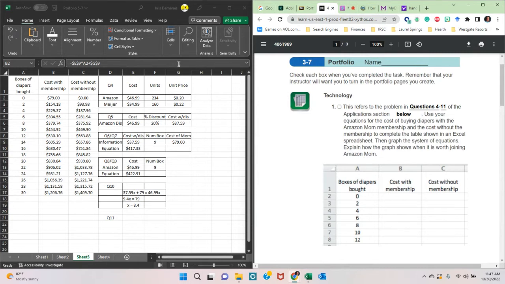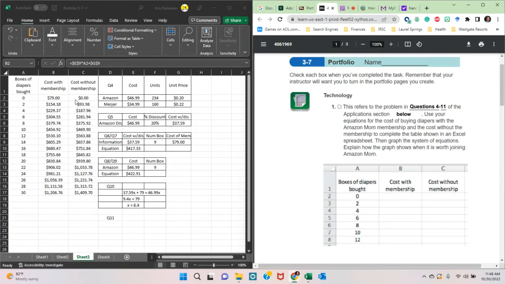Okay, so now, when we're looking at this, there is one thing that I lack here, and that is the systems of equations, which I'll go ahead and graph. But let's go ahead and build this. So how you do that, first of all, the boxes of diapers bought, that shouldn't be any trouble for you. The cost of membership, copying that. The cost without membership, you should have that. And then 0, 2, 4, 6, 8, 12, and you can carry that down to 30 if you so desire.